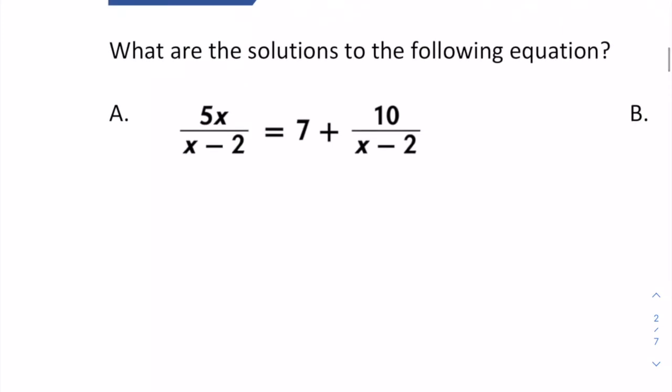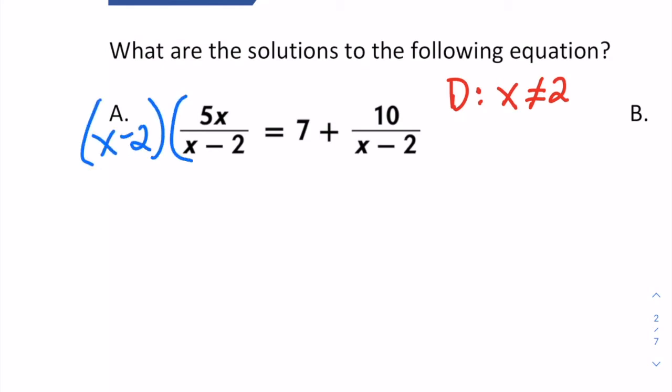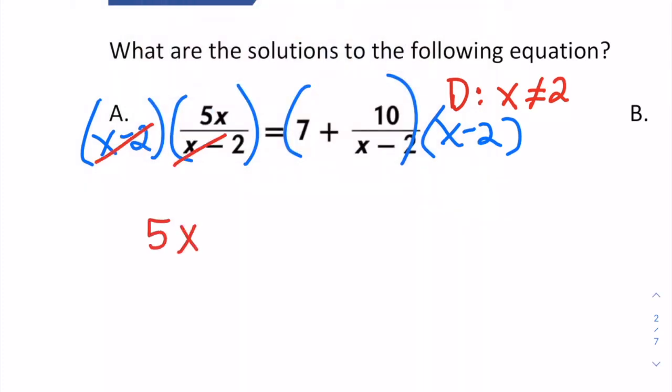All right, so here we have x minus 2 in the denominator. And I'm going to write on the side that x cannot equal 2. We know that from the restriction in the domain. The LCD is x minus 2. So if I multiply the left and the right side by x minus 2, on the left side it'll cancel. So x minus 2 cancels, and we'll be left with 5x. And on the right side, distribute. So we'll have 7 times x minus 2 plus 10, because the x minus 2 will cancel in the denominator.